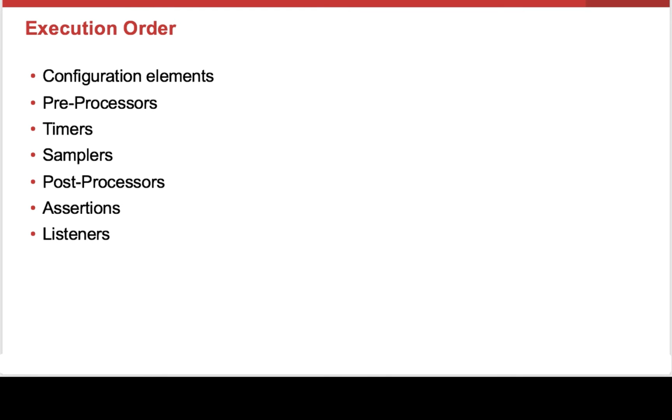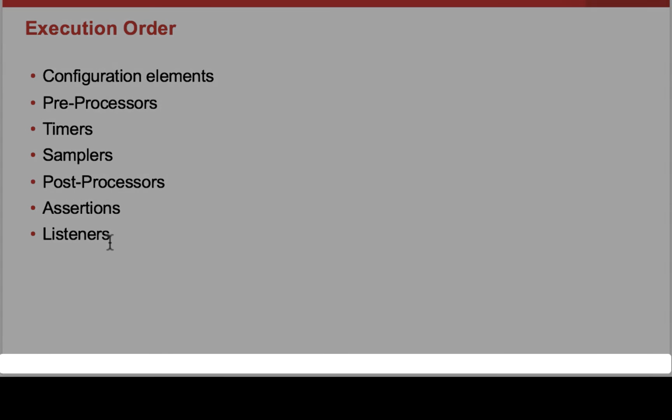Only samplers and controllers are executed in the order they appear in the test plan. So JMeter will first evaluate the configuration elements, then the preprocessors followed by the timers, then the samplers are going to be run and executed, following the postprocessors, assertions, and finally the listeners. So these elements may be declared in different parts of the test plan, but they will be executed in the order we just mentioned.